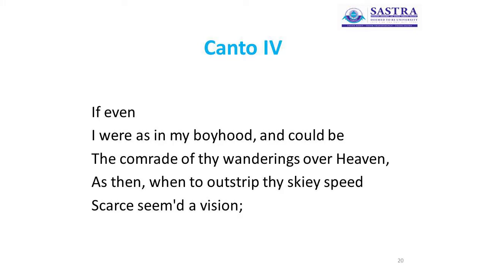Now the next line: "if even I were as in my boyhood, and could be the comrade of thy wanderings over heaven, as then, when to outstrip thy skyey speed scarce seemed a vision." Here in the third line you see he calls the west wind his comrade, that is, a friend. So he is saying that he is a friend of the west wind, and also he says that he can't just be a leaf or a cloud, if he wants to be the comrade as he was in his youth.